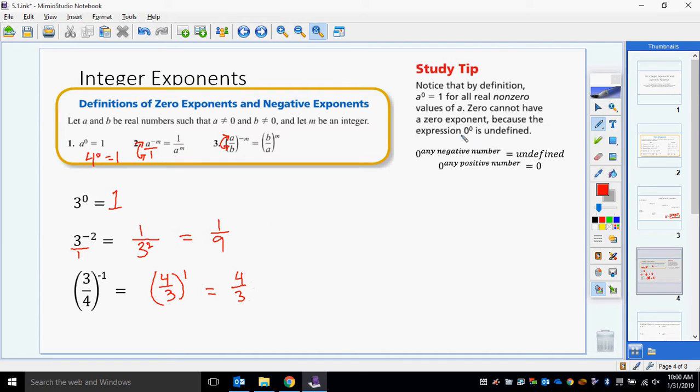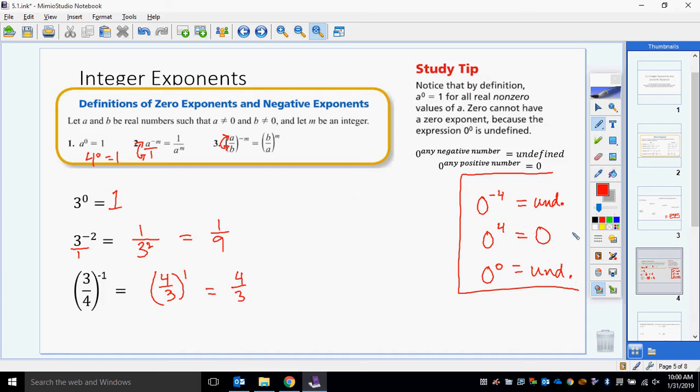All right, here's a helpful study tip: 0 to any negative number is always undefined. And then 0 to any positive number is going to equal 0. And then also 0 to the 0 power is also undefined. Okay, so you also need to know that.